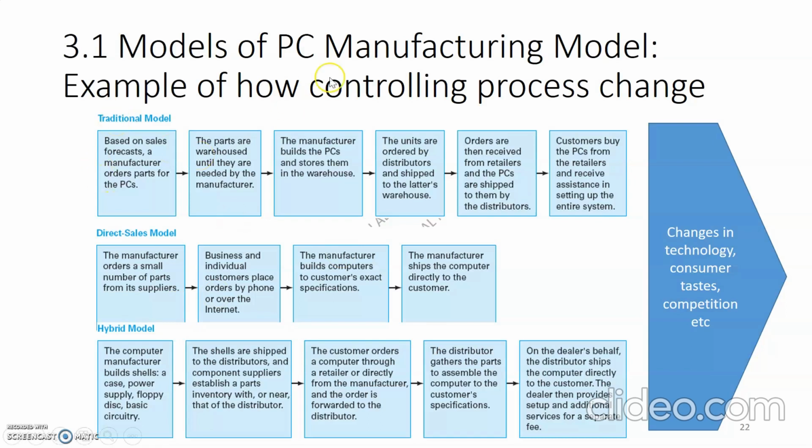So now, the current trend in manufacturing is the hybrid model, which combines the traditional model and also the direct sales model. This is when the manufacturer builds the basic items to build a computer, and then ships to the distributor, and then you build it based on the order of your customer. So at the same time, you save costs and you have a good relationship with your customer. So the point here is that the controlling process will change with changes in technology, consumer taste, competition, and so on.